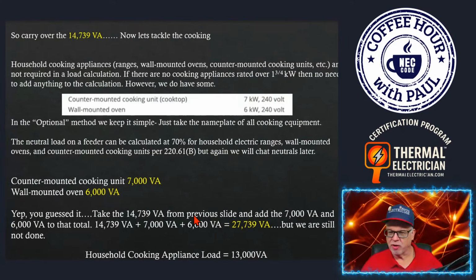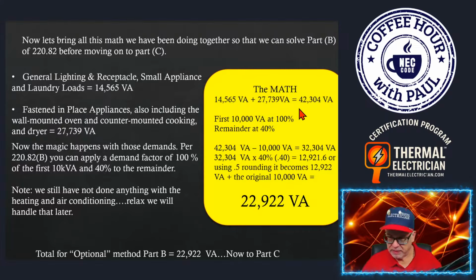So we add these two numbers together. That should be 42,304. Let me double check. 14,565 plus 27,739 is 42,304. Okay, we're good. Now, here's where we can apply the demands. And that's what it says in the National Electrical Code. Now, where do we go to see that? Let's go to the code real quick.